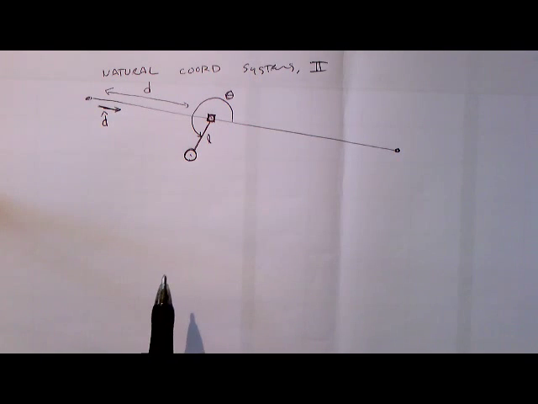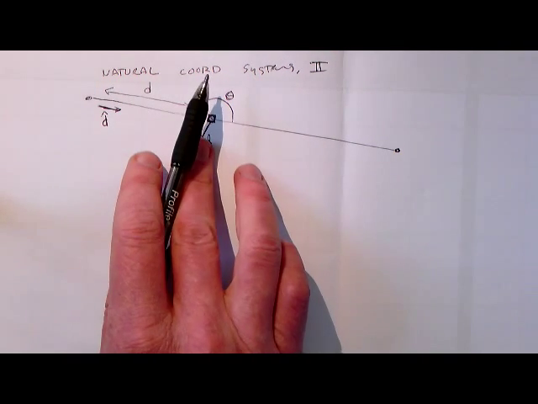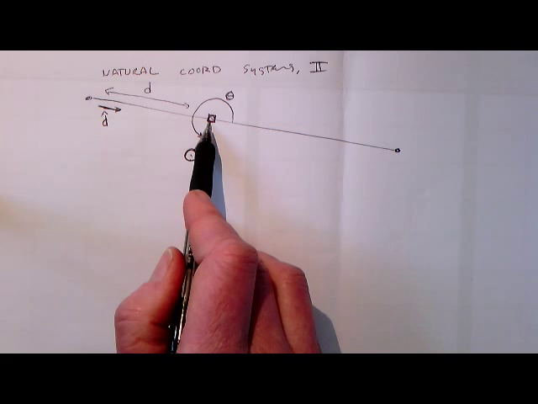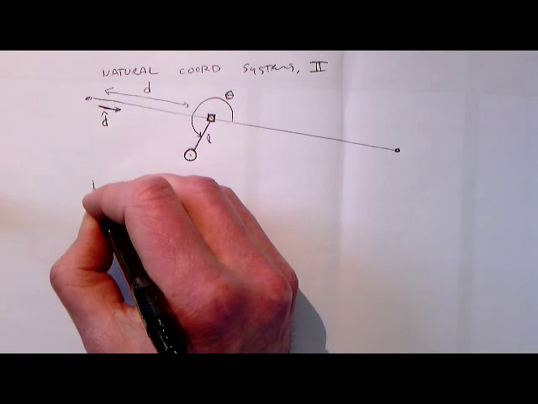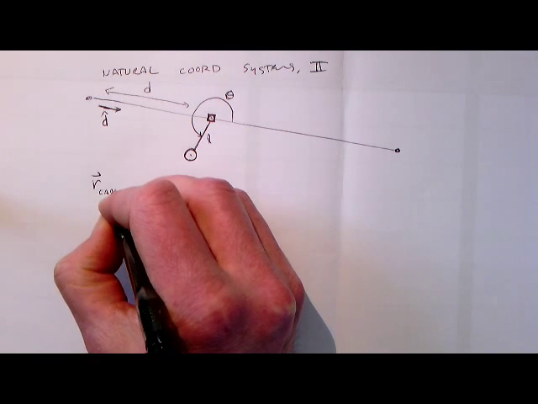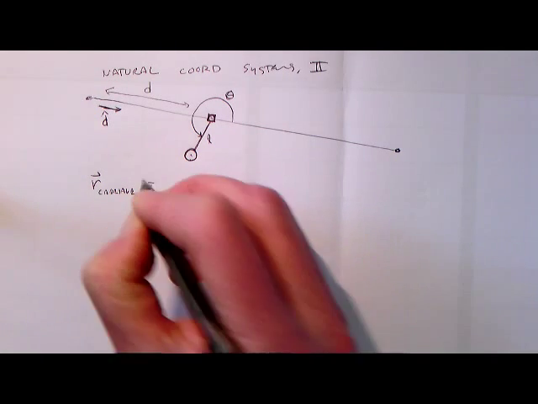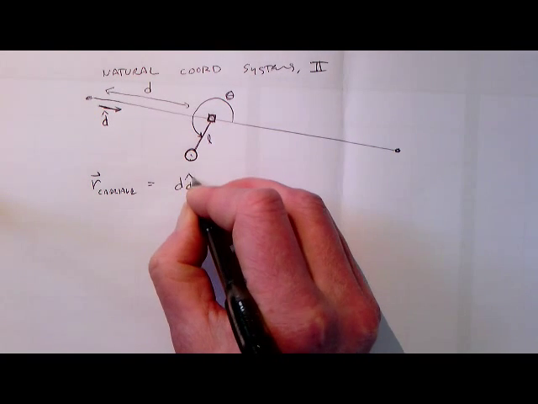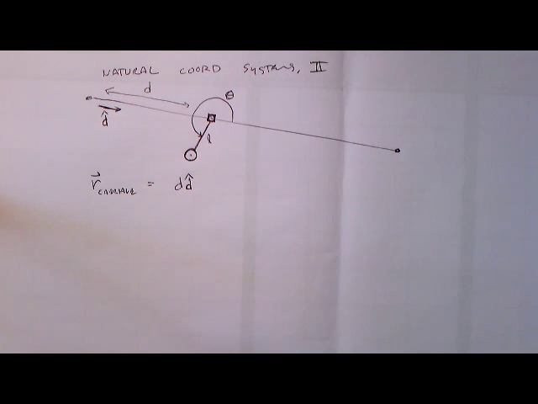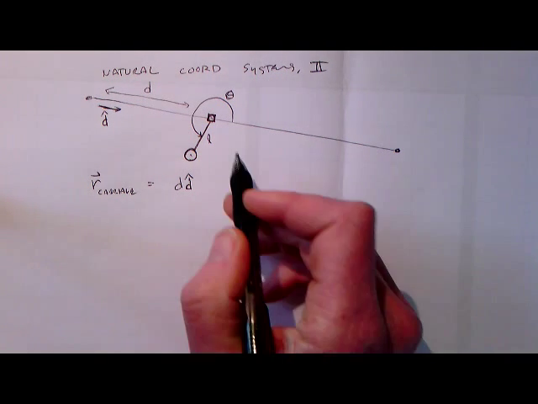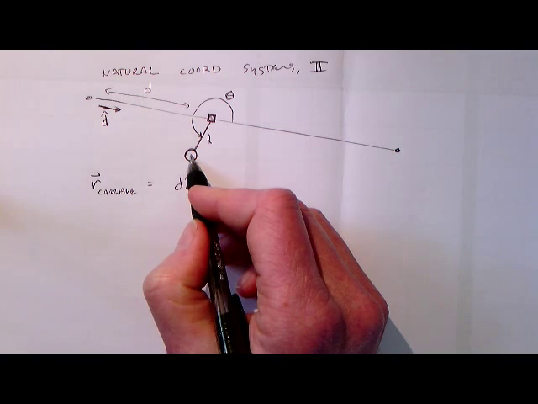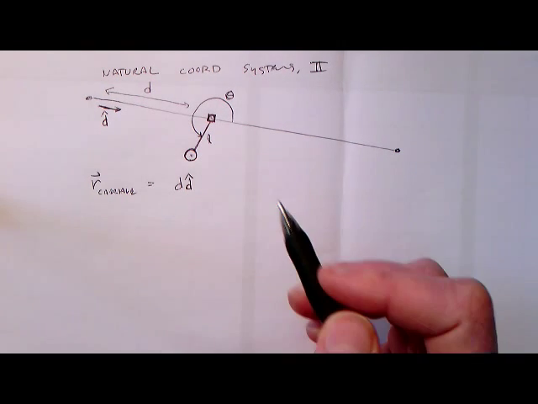So d hat is a pretty important unit vector, and if I actually think about where this carriage is located, I could say that the position of the carriage is simply d times d hat, right? That's pretty straightforward. What about the position of the mass? Well, or of the person?